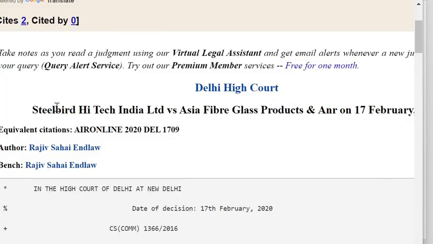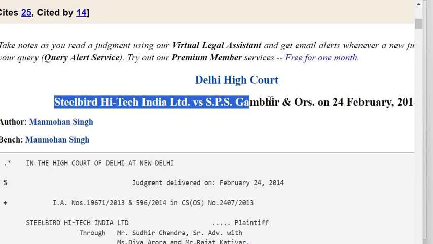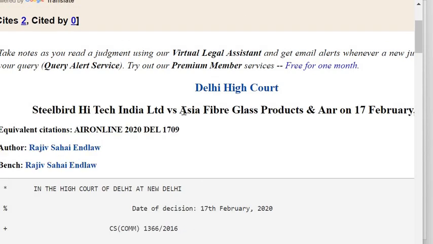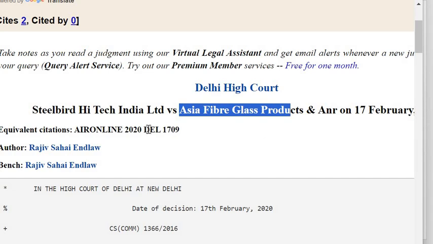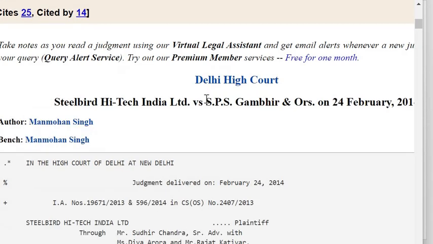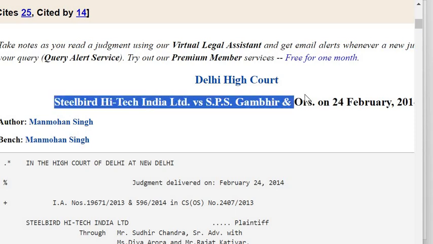So the case is this: Steelbird High Tech India Limited versus SPS Gambhir. The matter happened in 2014, and then they had another case against Asia Fiberglass. This was in 2020. These two cases. So this SPS Gambhir and others is the case study which we have done.